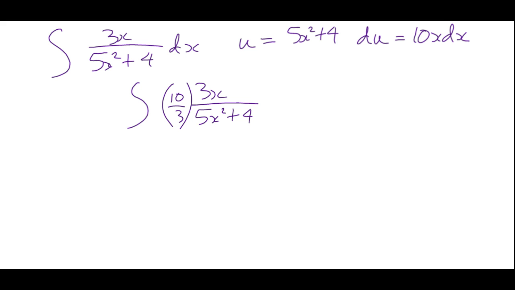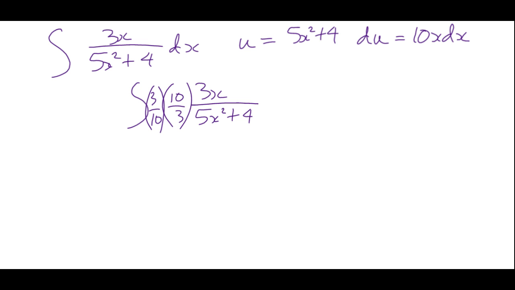All right, so now I got to undo multiplying by 10 thirds by multiplying by 3 tenths. So what's 3 tenths times 10 thirds? 1. So now I'm not changing anything, right? I'm multiplying this by 1, but it's going to allow me to make that a 10, and I'll take the 3 tenths out front. Okay?